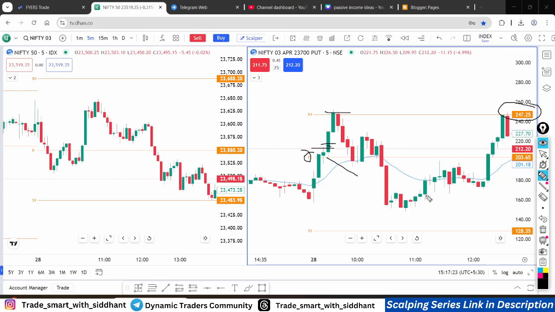That's how you enter, and we trade only in the 5 minutes time frame every day. We do not trade in 1 minute or 3 minutes. We trade in the 5 minutes time frame only. That's how you enter safely.